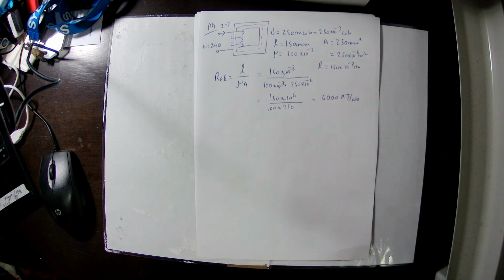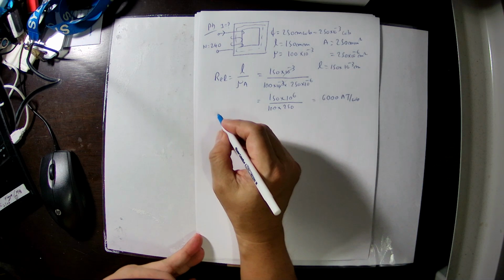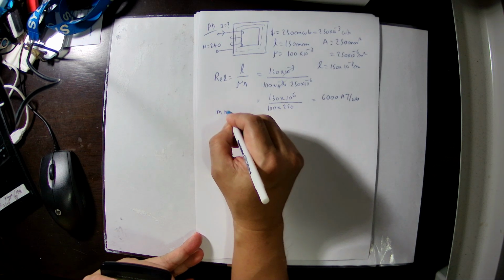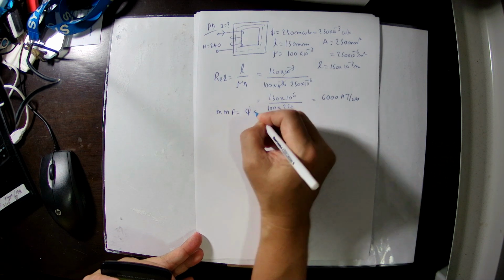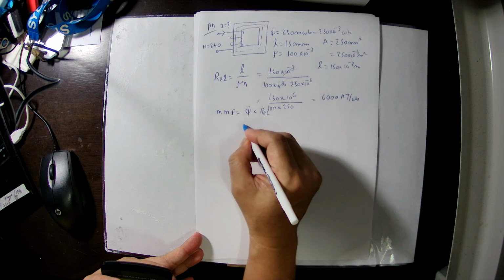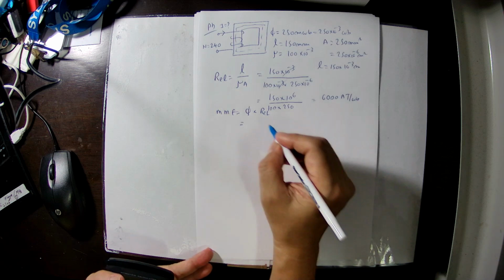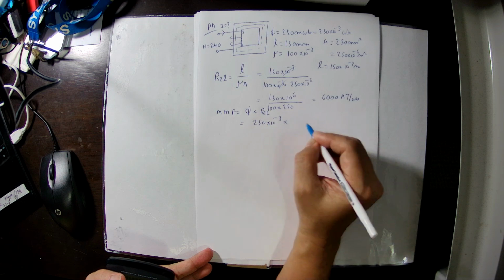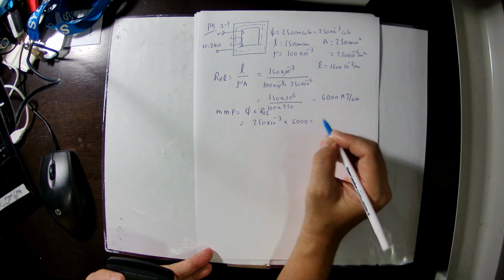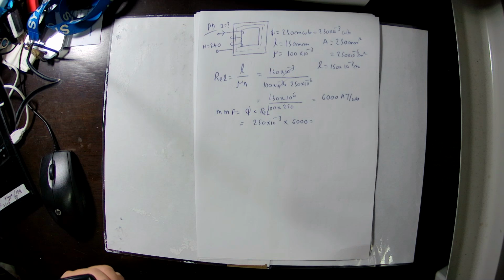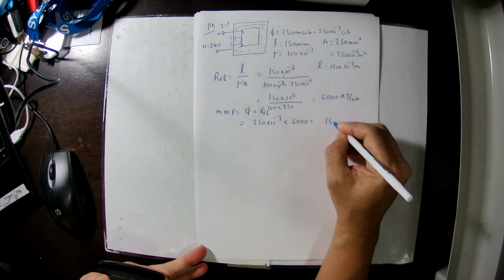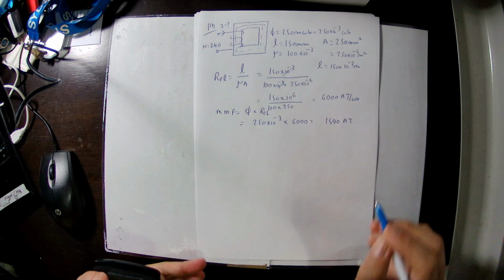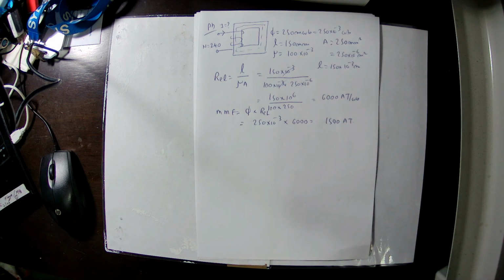This is the reluctance. Then magnetic force can be calculated. MMF equals flux multiplied by reluctance. The flux is 250 into 10 power minus 3 weber, and reluctance is 6. Therefore, 250 multiplied by 6 is 1500. Then we calculate the current.